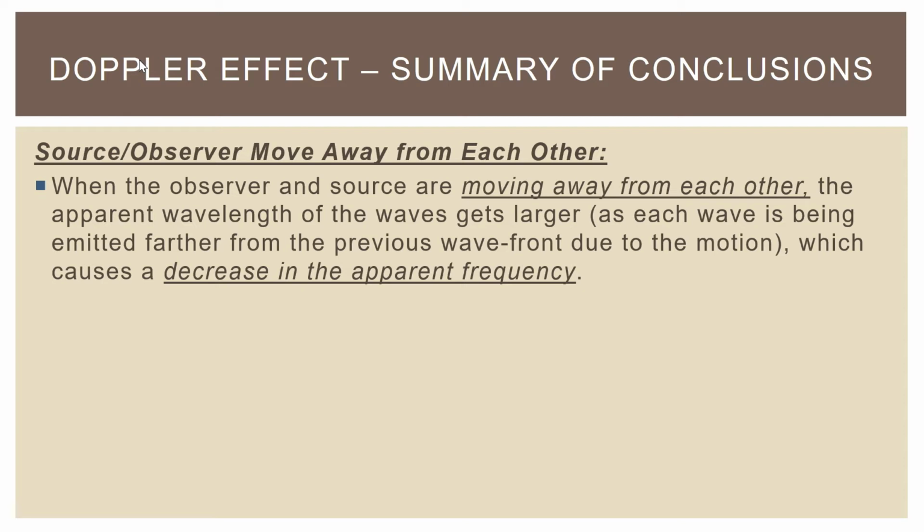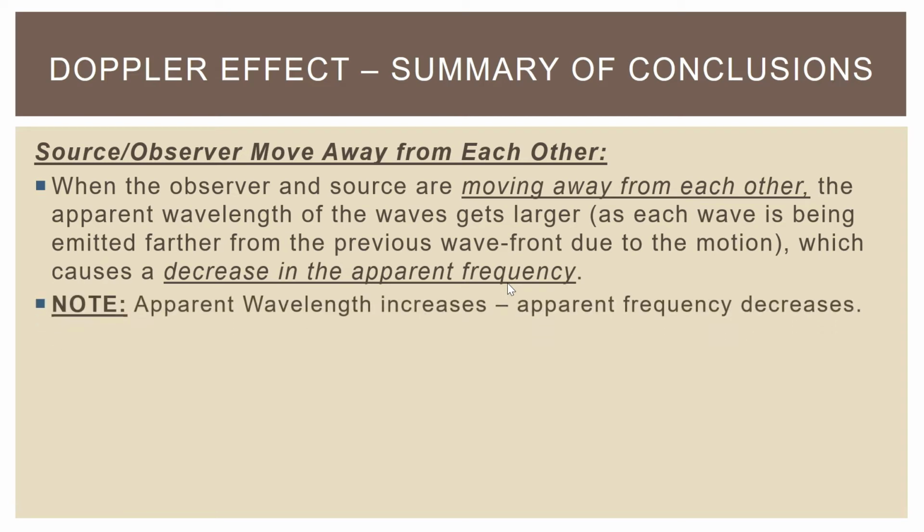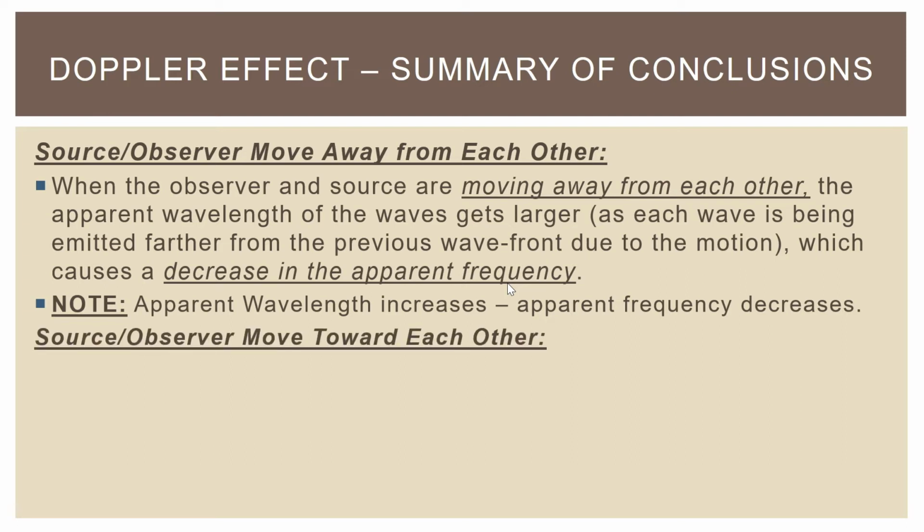And of course, if the wavelength is getting larger, that causes a decrease in the frequency. So when the observer and the source are moving away from each other, the apparent wavelength of the wave gets larger, which causes a decrease in the apparent frequency. And what you really need to know here is that the apparent wavelength goes up and the apparent frequency goes down.